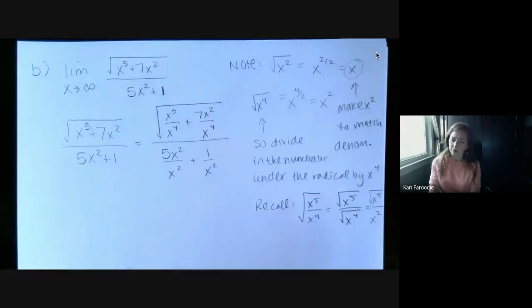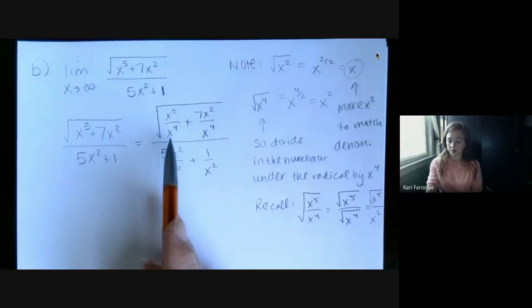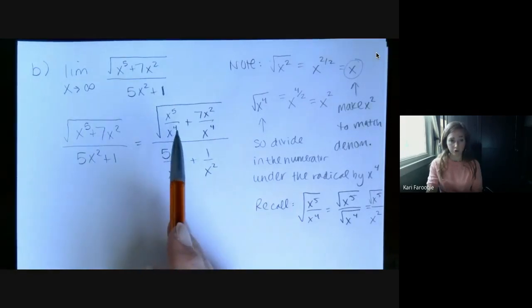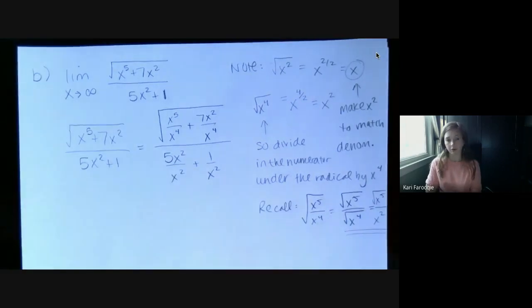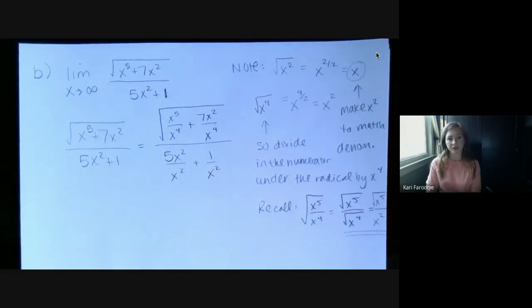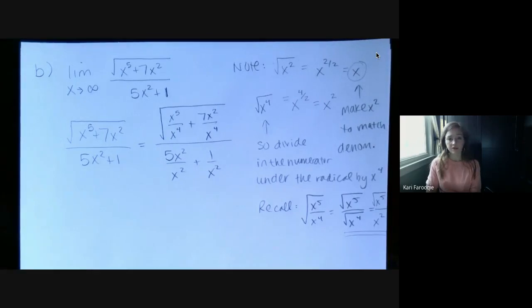I'm trying to write out more of my thoughts here, because sometimes just writing things in words and then looking at them later is helpful as you go through your homework and look through your notes again. But essentially everything comes down to that radical and the fact that x to the 4th is not the same as x squared, but the square root of x to the 4th is the same as x squared. And that's why these are tricky. Any other questions before I proceed?